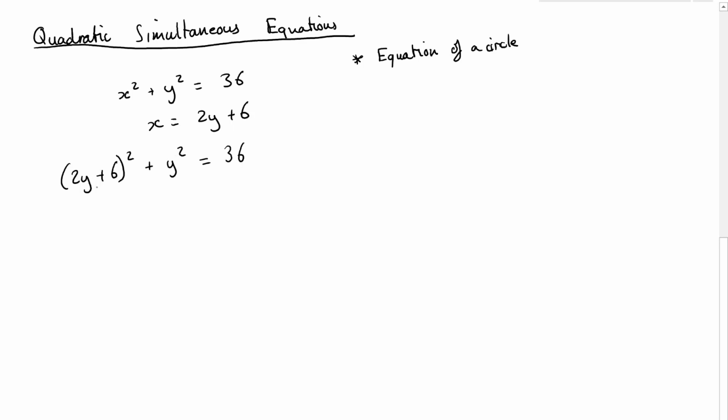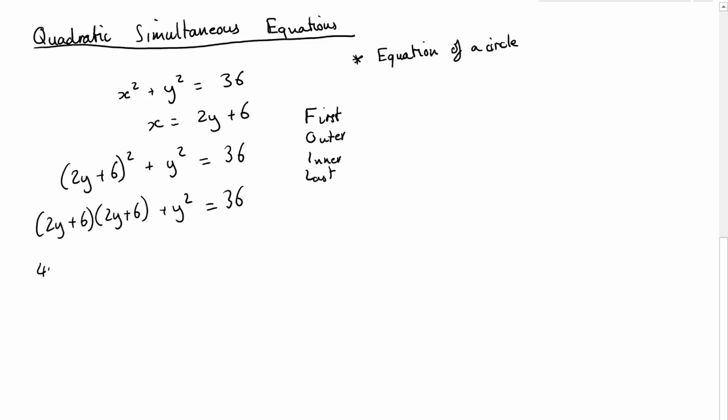Now I'm going to expand these, so when I'm expanding brackets, I have 2y plus 6 times 2y plus 6 plus y squared is equal to 36. I employ FOIL. If you remember, it's first, outer, inner, and then last. So I multiply the first two, which is going to give me 4y squared, the outer two, which gives me 12y, the inner two, which gives me another 12y, and then the last two, which gives me 36, and then plus the y squared is equal to 36.